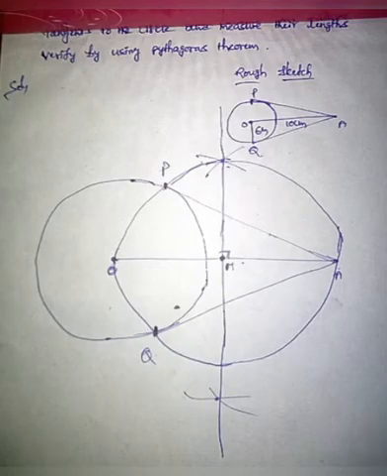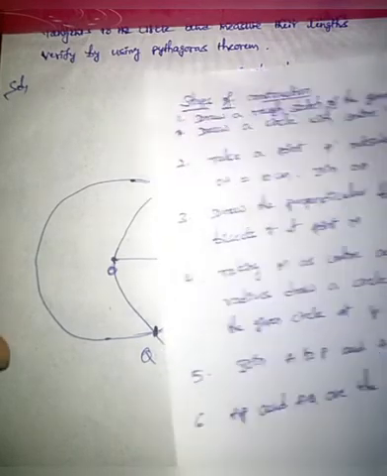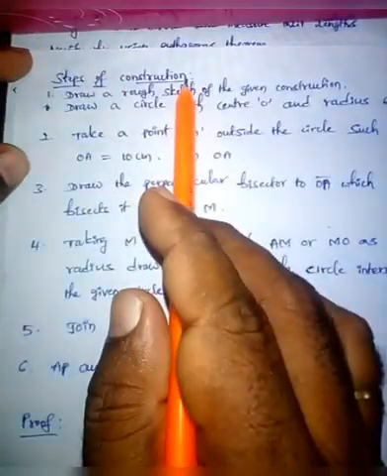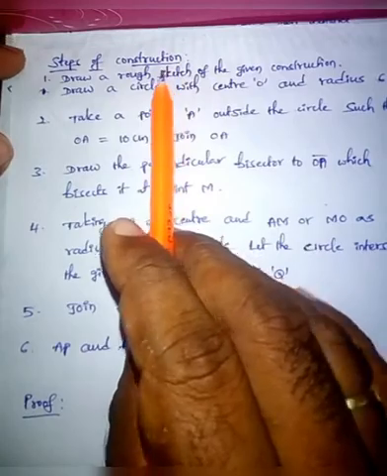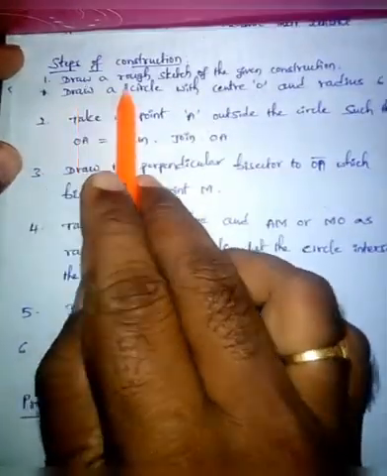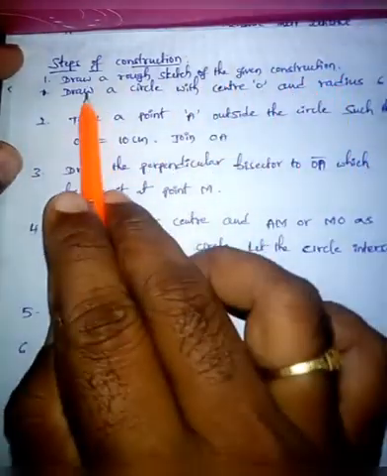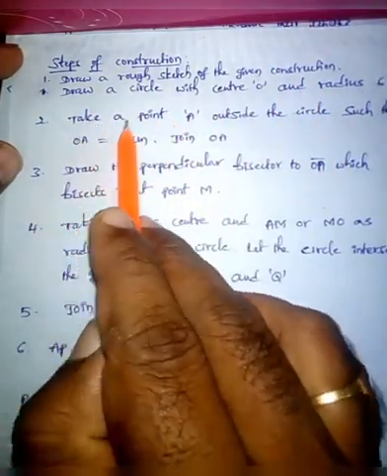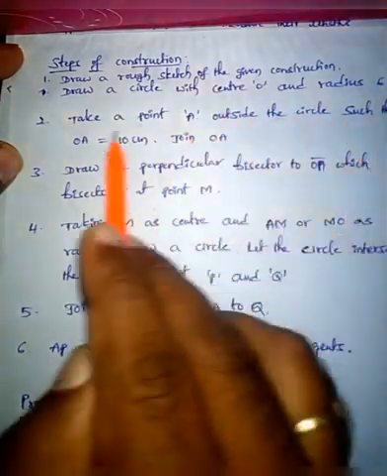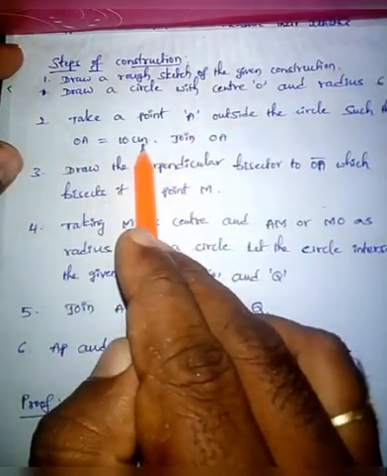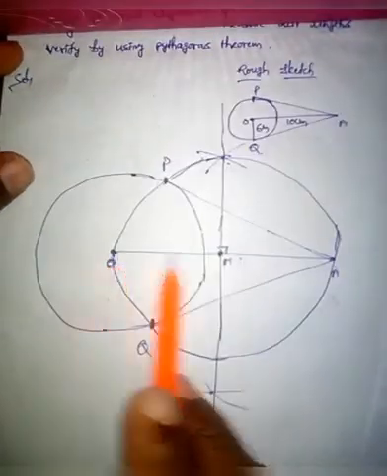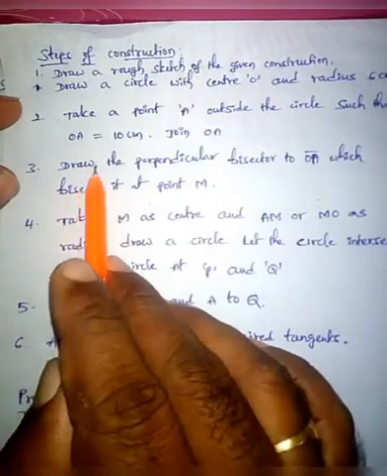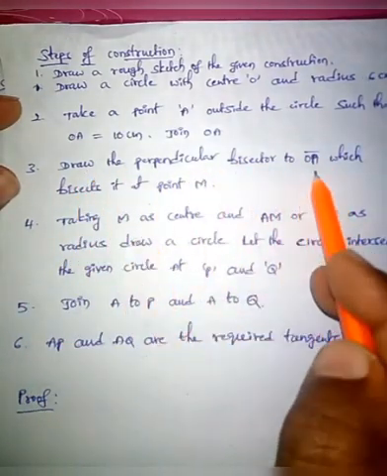Okay children, you have to write the steps of construction also. Just watch the steps of construction. First of all, we have to draw a rough sketch of the given construction and then draw a circle with center O and radius 6 centimeters. After that, take a point A outside of the circle such that the distance between O and A is 10 centimeters and then join OA. Next step, you have to draw the perpendicular bisector of the OA line.